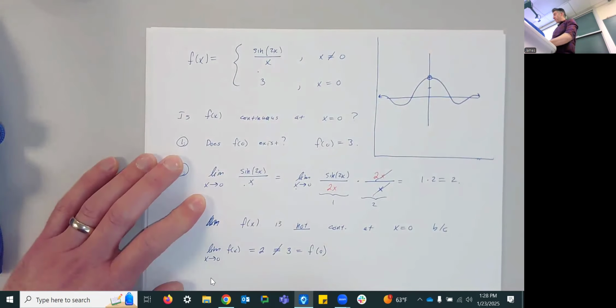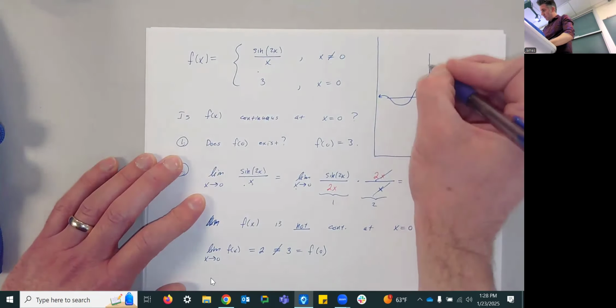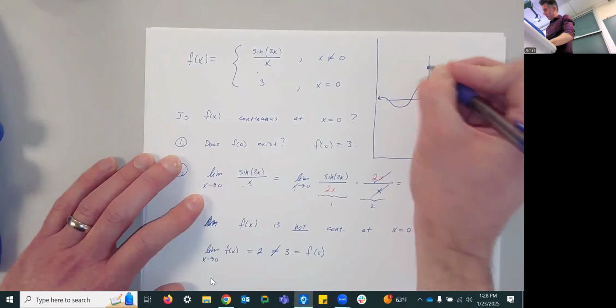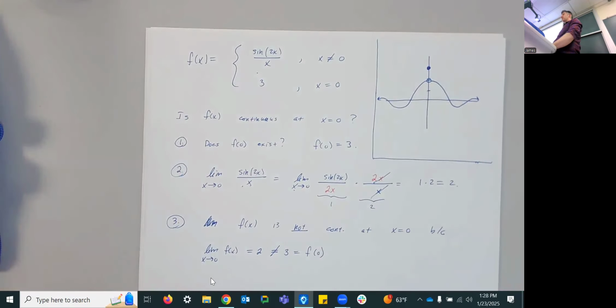And then we've defined it to be equal to 3 when x is 0. So there's the function that we actually just showed was discontinuous at x equal to 0. I'll point out it is continuous everywhere else.